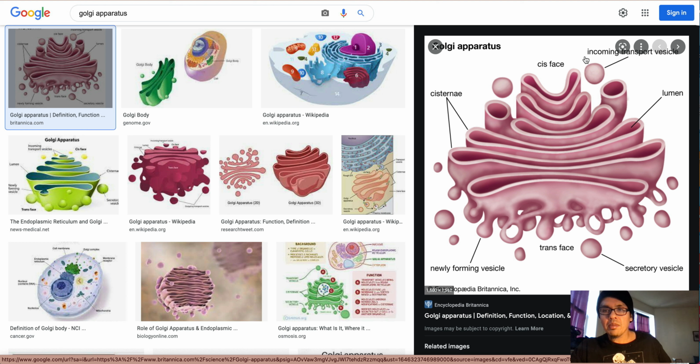And the cis phase is where the molecules come in, they're incoming transport vesicles. The trans phase is where the molecules leave in secretory vesicles and go to the cell wall, or they go to other organelles or wherever they need to go. And the different pancake structures themselves of the Golgi apparatus are called the cisternae, the interspace of the Golgi apparatus. In the same way, the interspace of the endoplasmic reticulum is named the lumen.